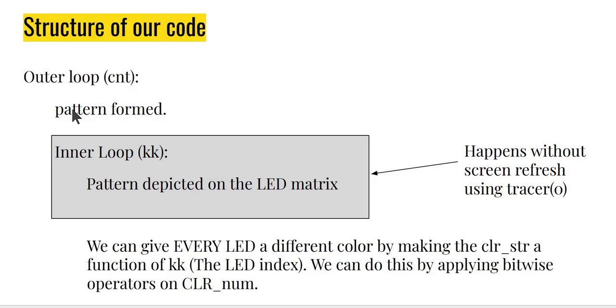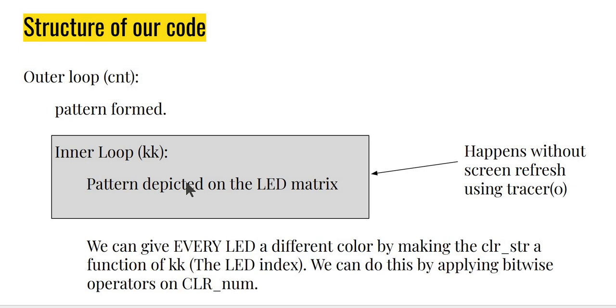But before doing that, let's just briefly look at the structure of our code. Remember, we run a nested loop. There's an outer loop, which is run by this variable called count, where we are forming the pattern, right? So we go, let's say count 0, 1, 2 until let's say 1000 or whatever, a large number, but basically we form the pattern. But then there is this inner loop which runs with the variable kk, kk being the counting variable, but this is the one that actually depicts the pattern on the LED matrix that I have. And we run this using the tracer 0, which is basically like saying that, look, this happens without screen refresh. So, immediately the LEDs are displayed. So even though in this dynamic pattern, the pattern is being updated outside the loop, in one screen, we depict all the LEDs together.